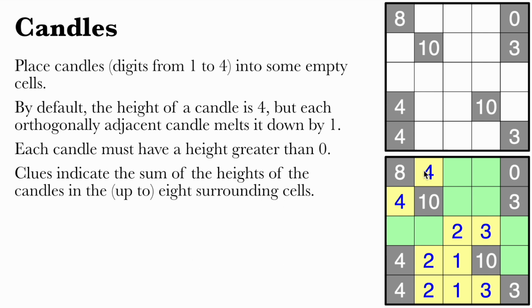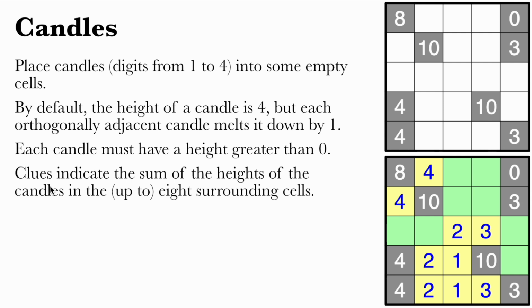So, for example, this candle is a 4 because it has no neighboring candles. This one is a 2 because it was a 4 and it melted down by 1 from this one and 1 from that one, so it's at height 2 now. Each candle must have a height greater than 0, which I guess means that there are no candles that are completely surrounded by other candles, because then it would be lowered by 4, which would make it 0.